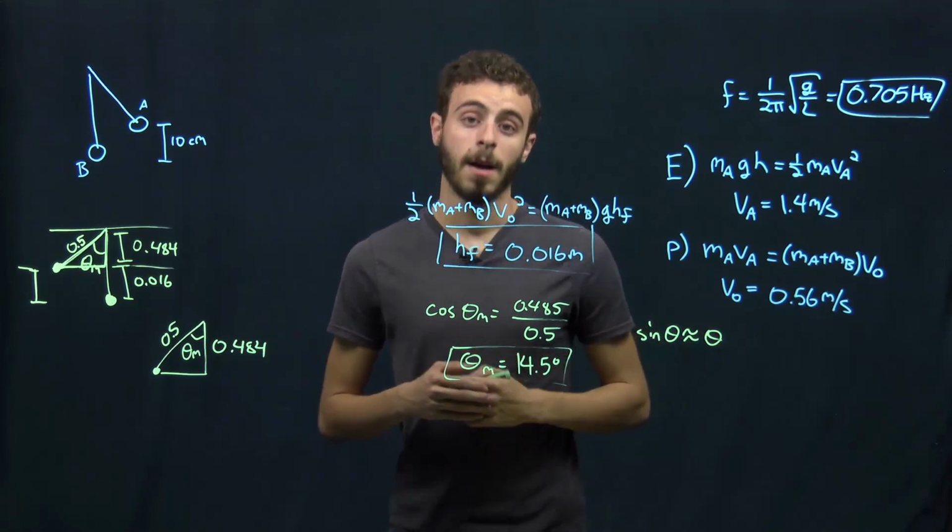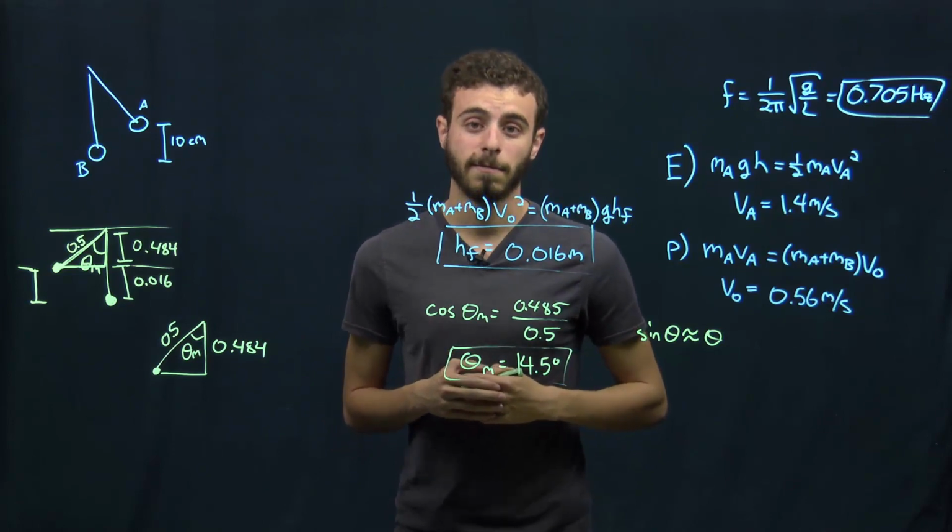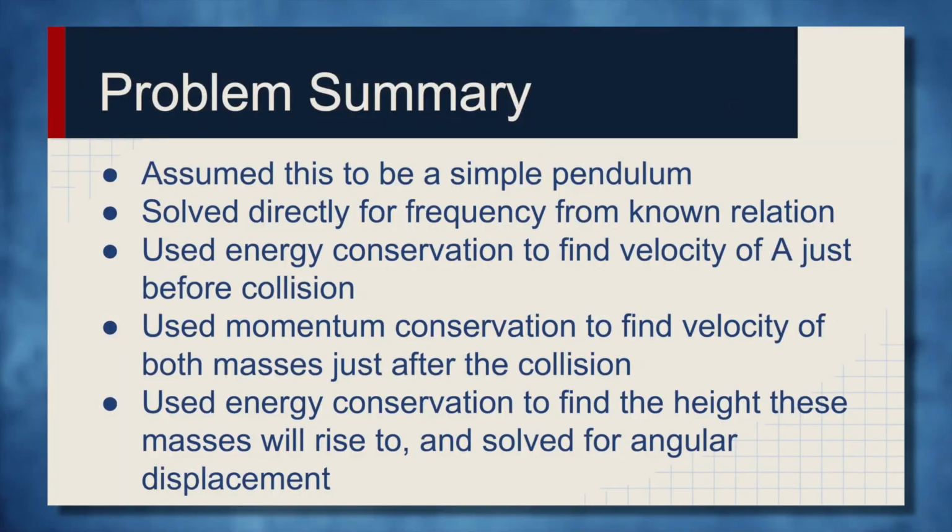Okay, so let's review what we've done here. We first assumed that the scenario was a simple pendulum, and therefore the frequency depended only on the gravity and length of the string. We solved directly for that frequency. Then we used energy conservation to find the velocity of mass A just before the collision, and then momentum conservation to find the velocity of the masses after the collision. Finally, we used energy conservation again to find the maximum height that the masses would reach, and used trigonometry to convert that to a maximum angular displacement.